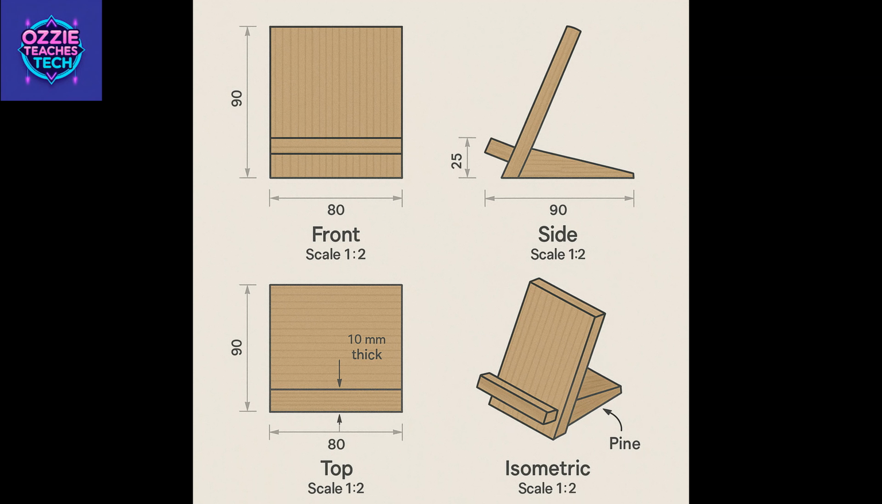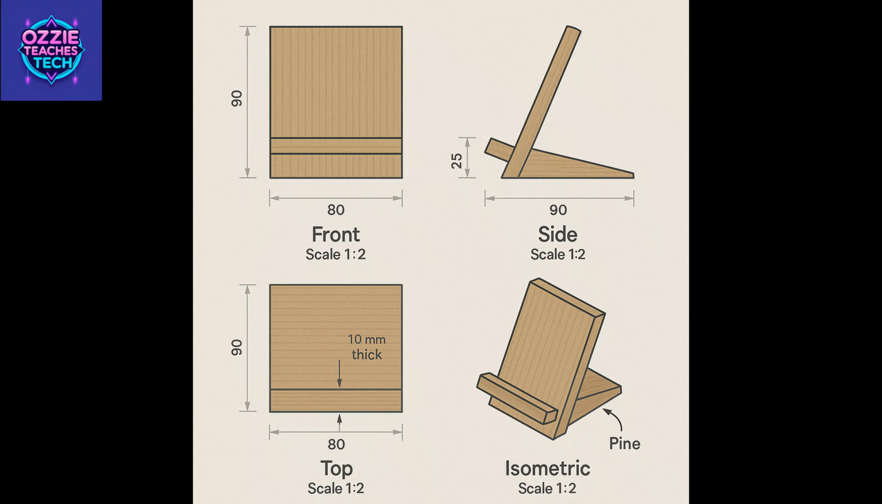Let's look at a real example. Say I am designing a phone stand made from wood. My planning drawings would include drawing 1, front view, 1:2 scale. It shows the overall shape and height, 150 mm. It shows the base width, which is 80 mm. It shows the angle of the phone rest, which is 65 degrees. It shows the groove depth for the phone, which is 10 mm.